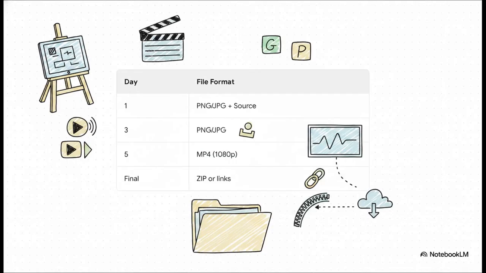And as part of that roadmap, you've got to deliver the goods like a true professional. That means using proper professional file formats. You'll need to export crisp PNGs or JPGs for your static graphics, a smooth 1080p MP4 for your video, and eventually you're going to package this whole shebang together into a neatly organized zip folder or drive link. Clean, professional, and ready to hand off.